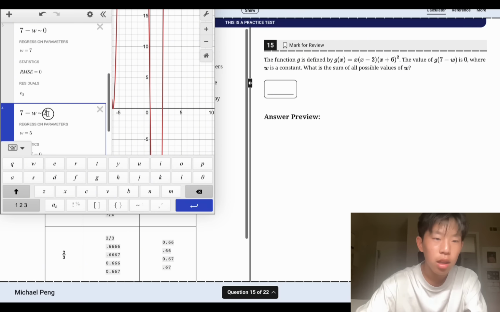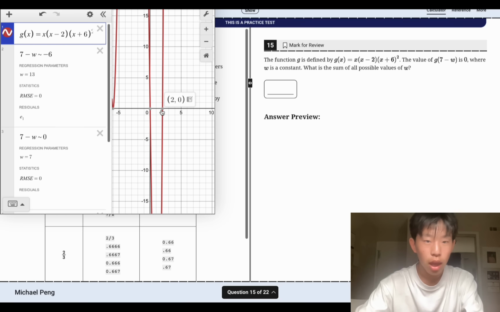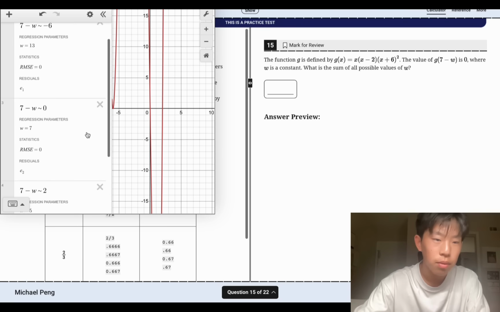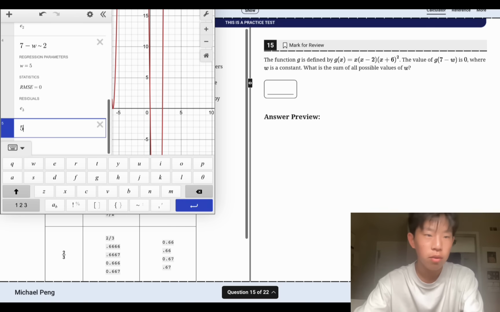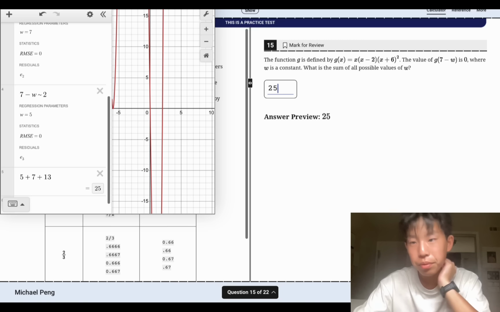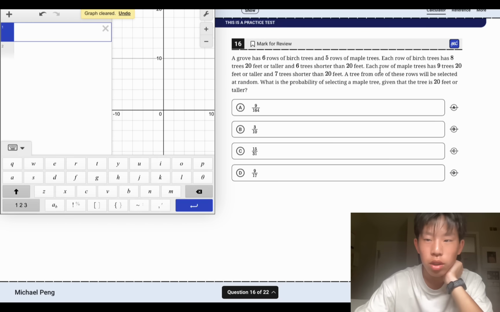So why am I writing 2 over here, not 0? Because when the x value is 2, then it's 0. So that's why I'm writing it down. You get it? So now the sum of all the values of w is 5 plus 7 plus 13, which is 25. So that's our answer. Okay, a little tricky. Okay, so the next question.